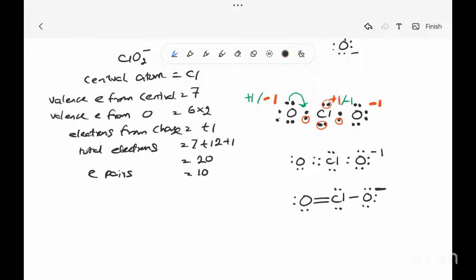If there are any questions, you can ask me. Yeah? So this is ClO2 minus ions. How to draw ClO2 minus ions? Then let's go to O3.